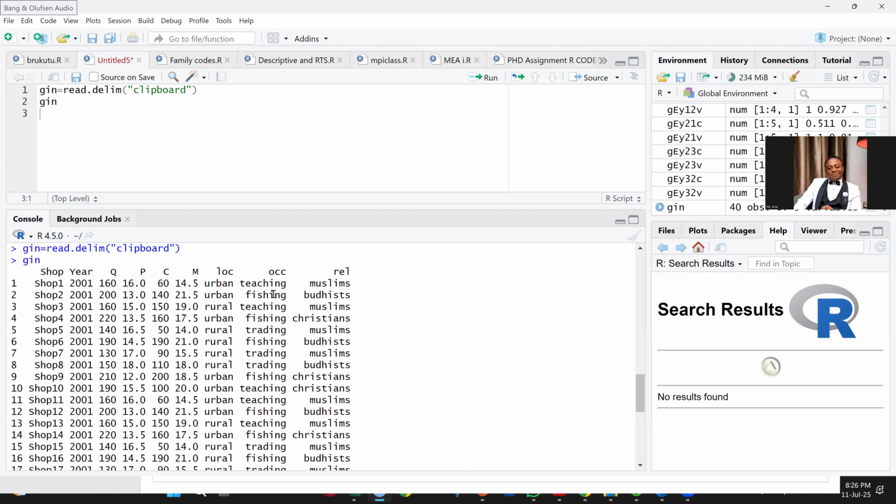The type of job a person does can determine whether he will consume akpeteshi or not. There are three kinds of occupation: teaching, fishing, and trading. And then finally, the religion of the person: Muslims, Buddhists, and Christians. Which of them do you think will drink a lot of akpeteshi? Christians. Exactly. That is the one I want to use as an example because the levels are three: Muslims, Buddhists, and Christians. So there are three groups, unlike location, which is just urban and rural.